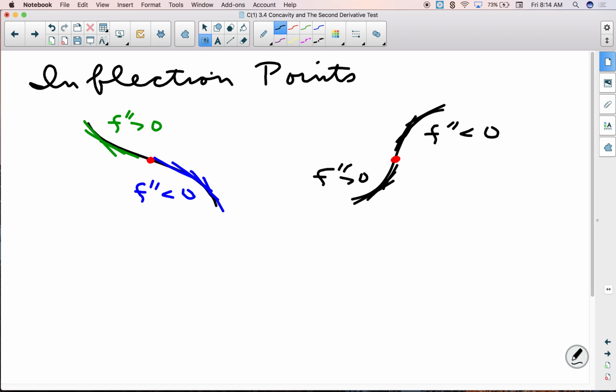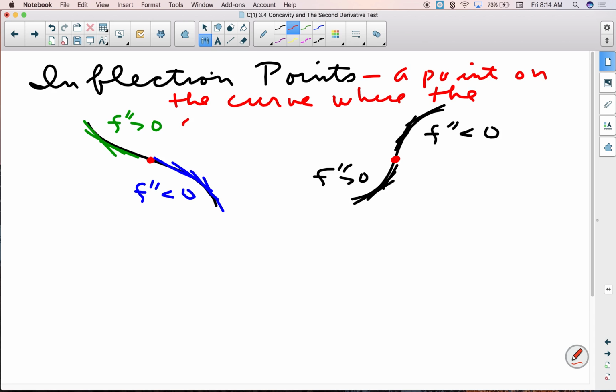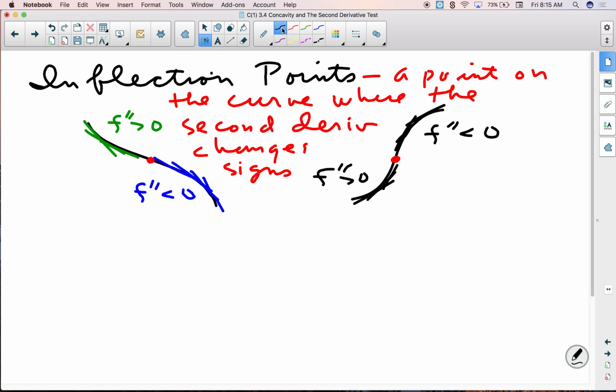An inflection point then is a point on the curve where the second derivative changes sign. I'm not sure why I felt compelled to write it up in there, but okay. So we'll test an inflection point, just like we tested the critical points.